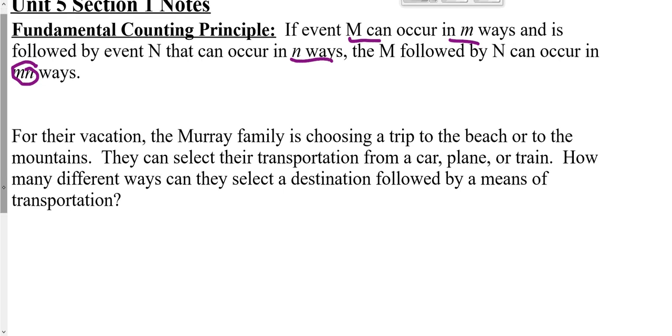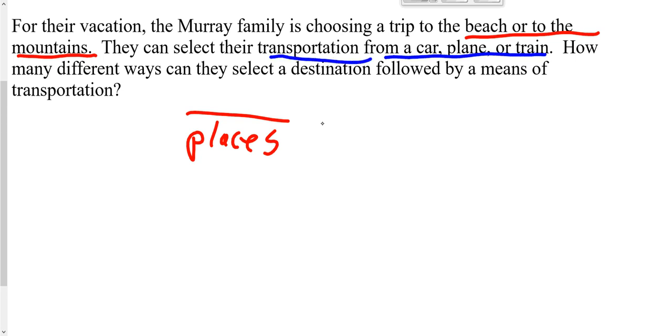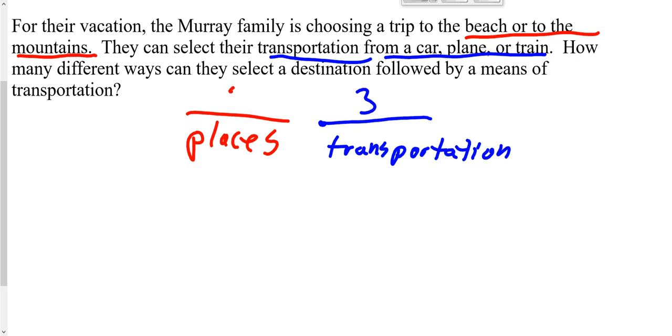Now, as we look down below here, we have a family going on a trip. They have a couple places they could go, and so I'm going to look at places and put down a spot for that. And then we have really three ways for them to be able to get there, and that's transportation. So we have three ways for them to get there. We have two places to go.